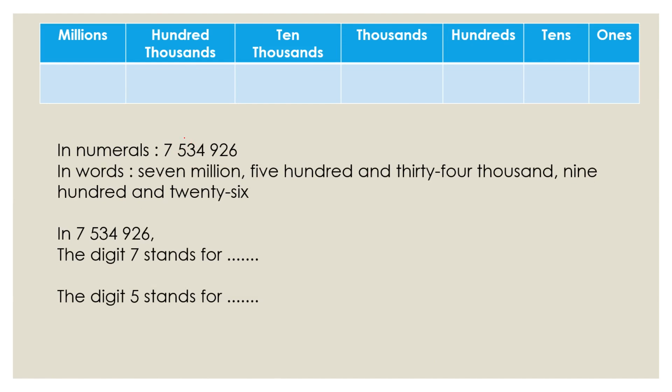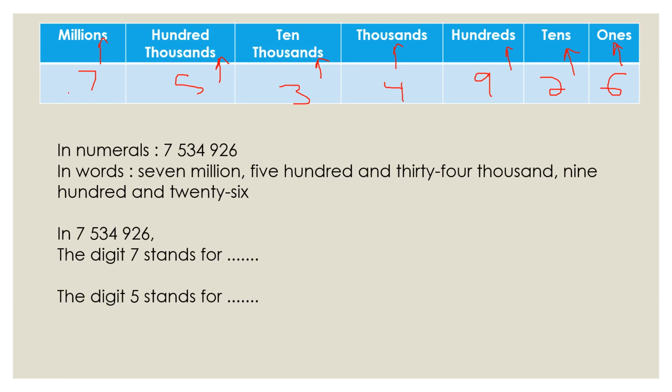Now here, how to write in numerals. 7, 5, 3, 4, 9, 2, 6. First, you must identify the place value of each digit. So 7 is in the millions place. 5 is in the 100,000s place. 3 in the 10,000s place. 4 in the thousands place. 9 in the hundreds place. 2 in the tens place. And 6 in the ones place.